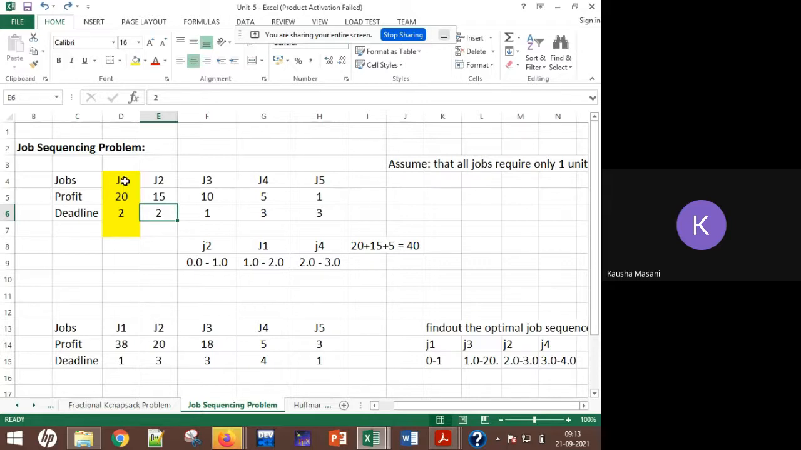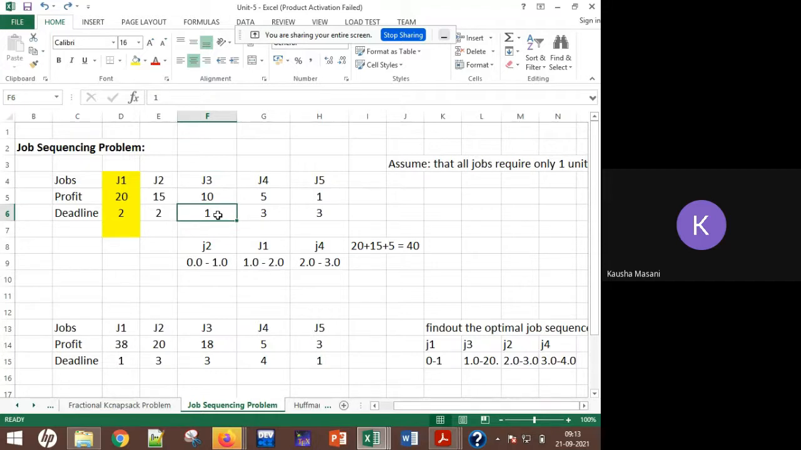So now J1, I am placing between 1 to 2. J1's profit, 20, I am keeping aside. Next is J2, which again can survive till 2 units of time. But in 1 to 2, J1 is already placed. So which section of time is empty for J2? 0 to 1. So J2 is placed in 0 to 1. Alright, so these 2 spaces are now occupied by jobs. And what is the profit of J2? 15. Next is J3. Now J3's deadline is 1.